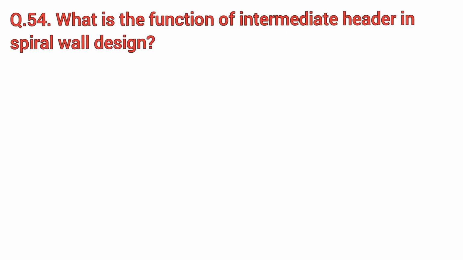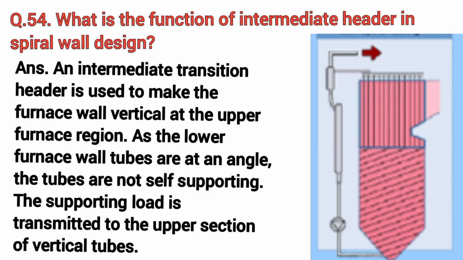What is the function of intermediate header in spiral wall design? An intermediate transition header is used to make the furnace wall vertical at the upper furnace region. As the lower furnace wall tubes are at an angle, the tubes are not self-supporting. The supporting load is transmitted to the upper section of vertical tubes.